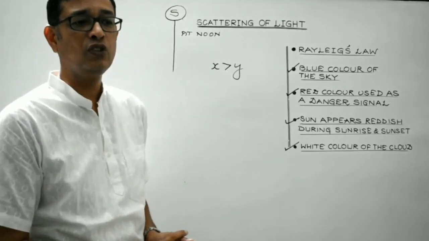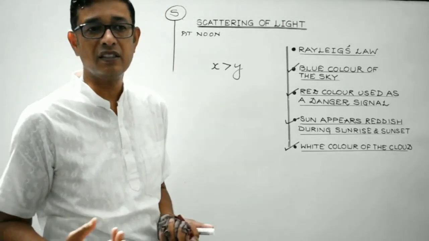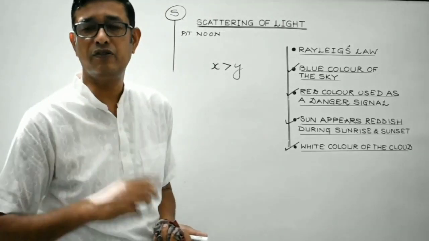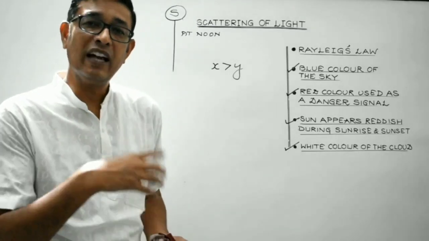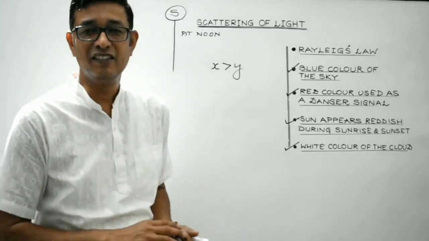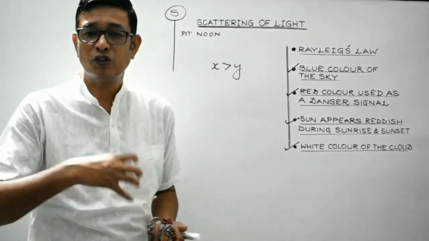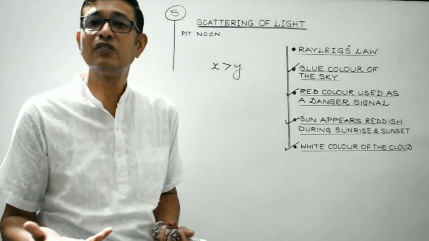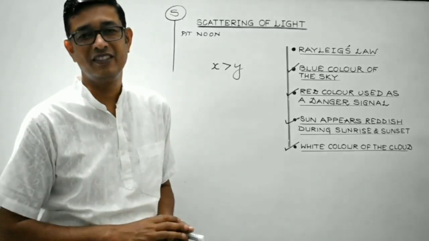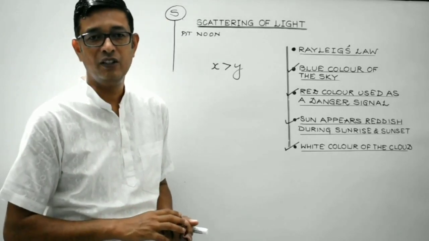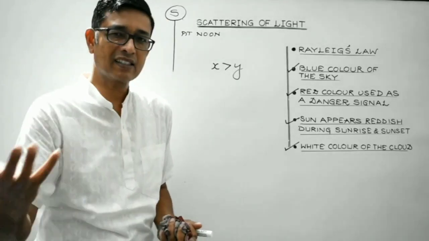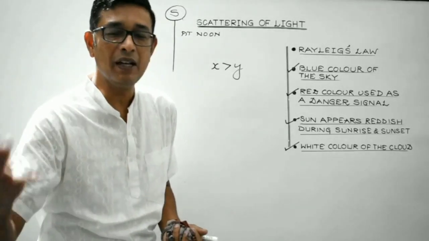In case of clouds, it contains water droplets and dust particles which are quite of large size. So in that case also light gets scattered, but the amount of scattering of different wavelengths is found to be same. It does not obey Rayleigh's law of scattering. So different wavelengths get scattered by the same amount.